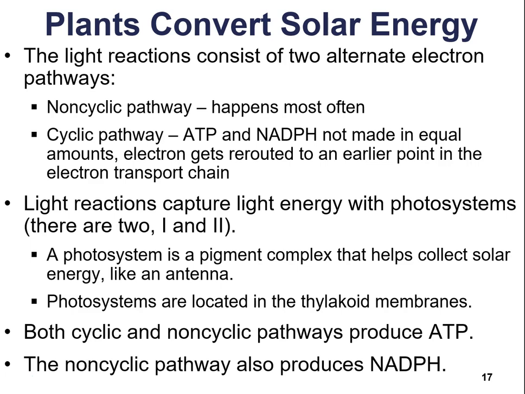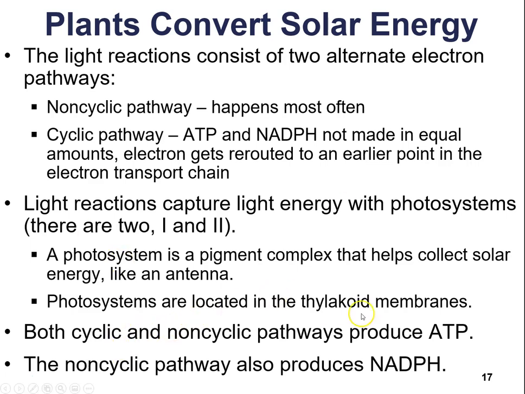pathway. Okay, so we know that the light reactions capture the light energy, and they do this with two photosystems, okay? So there are two photosystems, photosystem 1 and photosystem 2. A photosystem is just a pigment complex. We talked about the pigments before, and that pigment complex basically collects the solar energy. So it acts like an antenna to collect that solar energy. And then there's a particular part of that pigment complex called the reaction center. That's the part that's going to become excited, and those electrons are going to become excited. And then ultimately those electrons are going to be sent to an electron acceptor, okay?